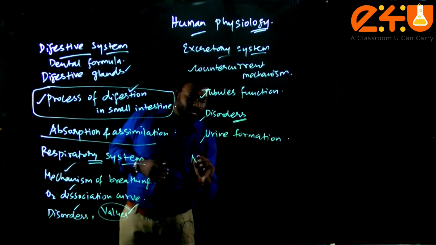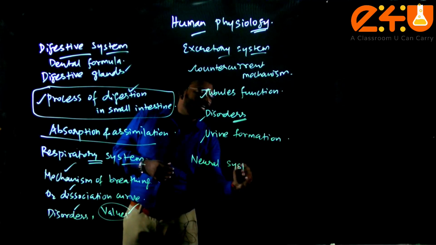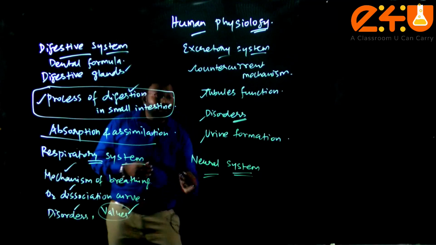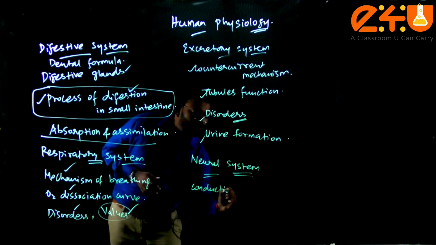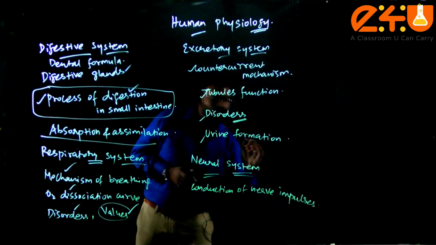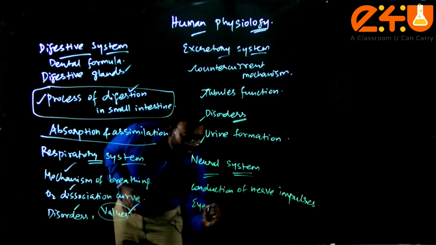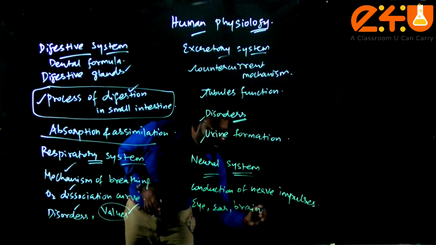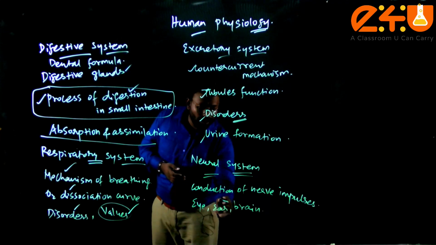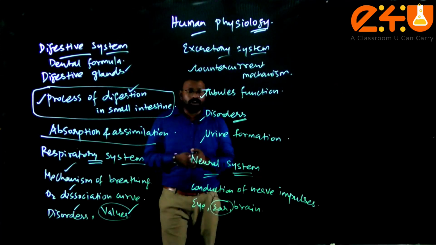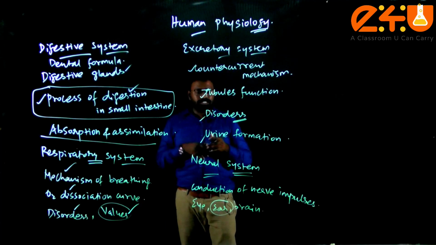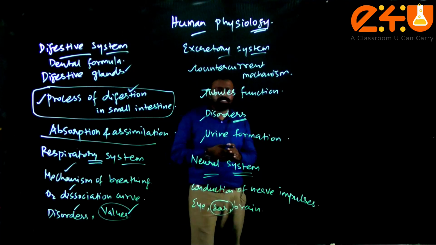Then in the neural system, neural control and coordination, the focus will be more on conduction of nerve impulses. That area includes more MCQs, so there you have to focus more. Then eye, ear, brain, complete features you need to learn in case of the neural system. Especially the mechanism of hearing plays a major role in the paper, where the organ of Corti diagrammatic representations will come. That is much needed in the neural system.